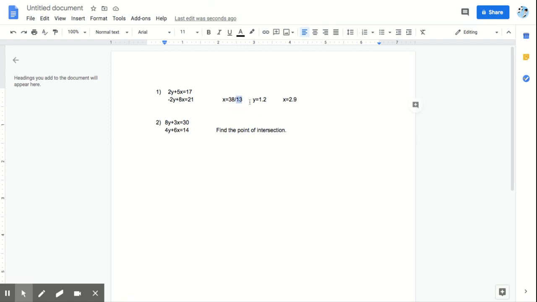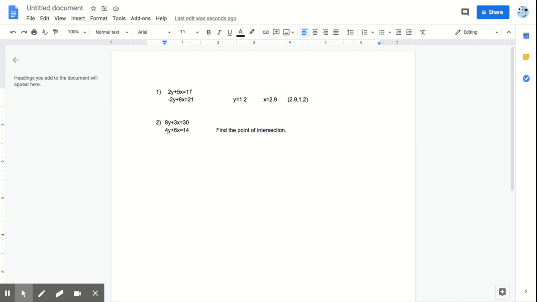So these are my two coordinates here. And remember, it says find the point of intersection, and basically what you have to do is plug these two values in in a way that it will be x comma y, because that is the correct form to write a point on a given graph. So we're just going to write 2.9 comma 1.2. Put these in parentheses, and that's going to be the answer right there. This is the answer for this one right here.